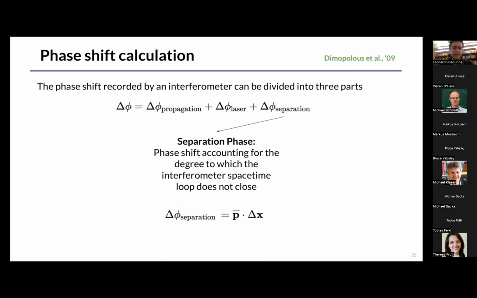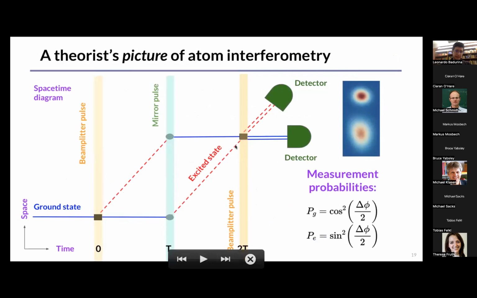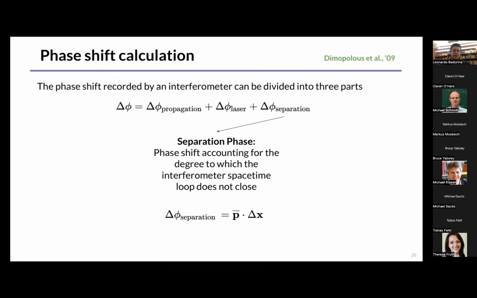And finally, the separation phase, which is the last of the three independent parts that add up to the total phase shift measured in an interferometer, instead accounts for the degree to which the interferometer loop does not close in spacetime. So if we go back to our diagram here, I showed this in such a way that it isn't very clear, but in many circumstances, the lower and the upper paths of the interferometer after a time 2T will not exactly overlap. And so that mismatch, the degree to which the loop does not close, is accounted for by this separation phase.